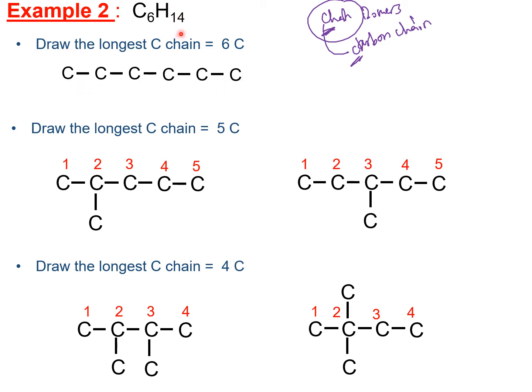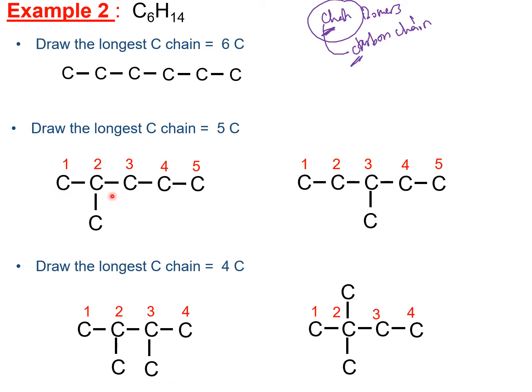Kita jangan letak H dahulu, kita just letak carbon chain dulu. Okay, so kalau let's say carbon chain ada 6, this is how it looks like. Kiranya you hanya boleh produce satu jenis structural formula C6H14 saja if let's say you have the longest carbon chain equals to 6 carbon. Next, you pendekkan dia punya carbon chain daripada 6 jadi 5. Bila jadi 6 jadi 5, that means you akan ada substituent.